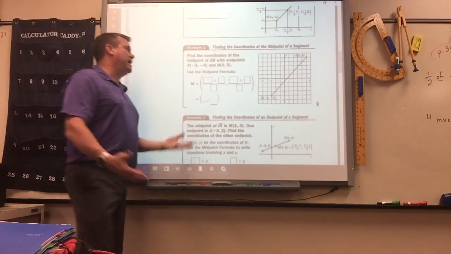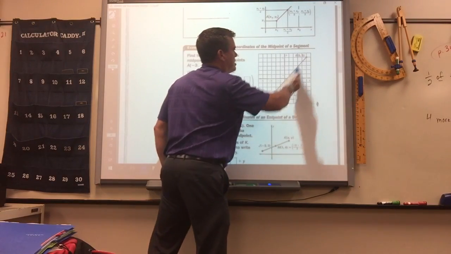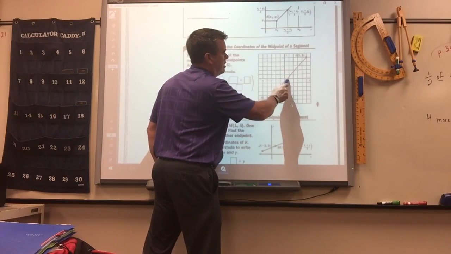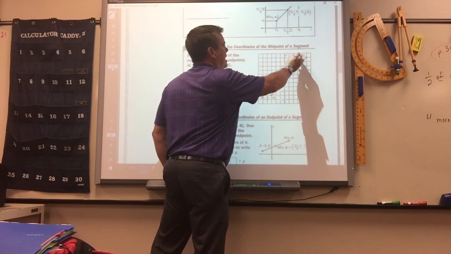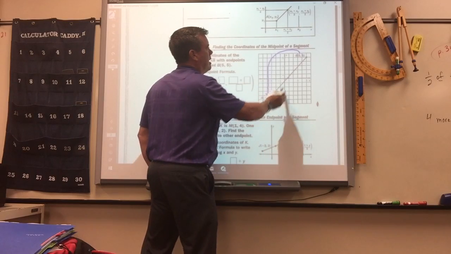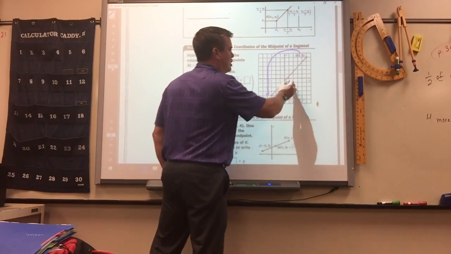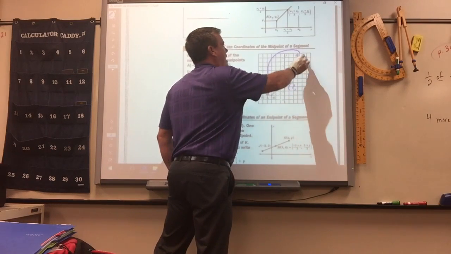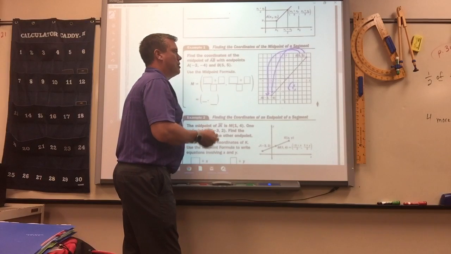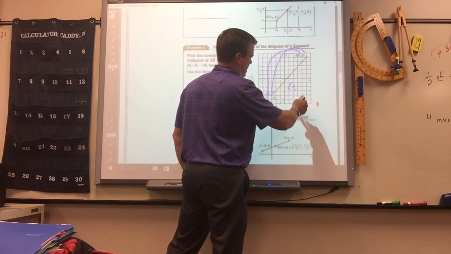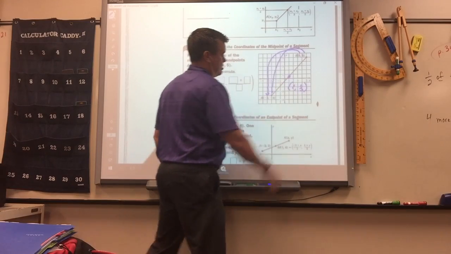Okay, midpoint, again, it's simple to find the midpoint of a segment. It's somewhere right about in here, halfway. So you add the x's and divide by 2. 5 plus negative 3 is 2, divided by 2 is 1. And then add the y's and divide by 2. 5 plus negative 4 is 1, divided by 2 is 1/2. So at 1 over, half up is the midpoint.